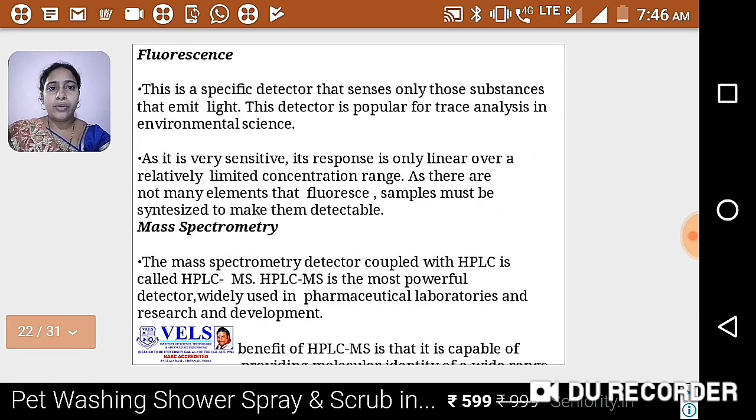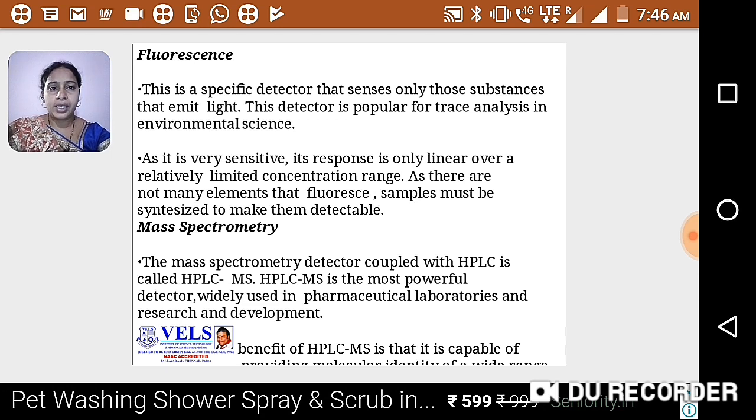Coming to fluorescence detectors. This is a specific detector that senses only those substances that emit light. This detector is popular for trace analysis in environmental sciences. As it is very sensitive, its response is only linear over a relatively limited concentration range. As there are not many elements that fluoresce, samples must be synthesized to make them detectable.